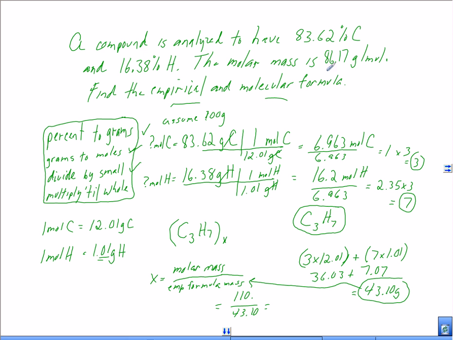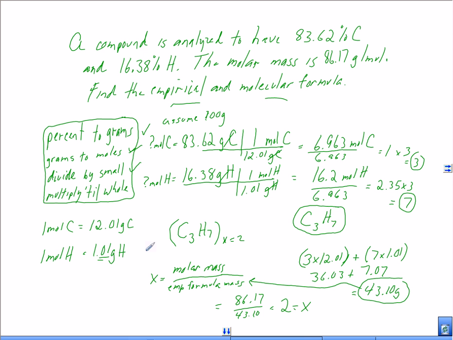And where else do we need to change it? Well, I guess nowhere else. Alright, so 86.17 is supposed to go here. Oh, gotta change this too. Sorry. Let's just go back here. So the molar mass is given, that's 86.17. This is the empirical formula mass, which we just solved for. And what do I get when I divide those? I get a 2. Well, that means that x equals 2.